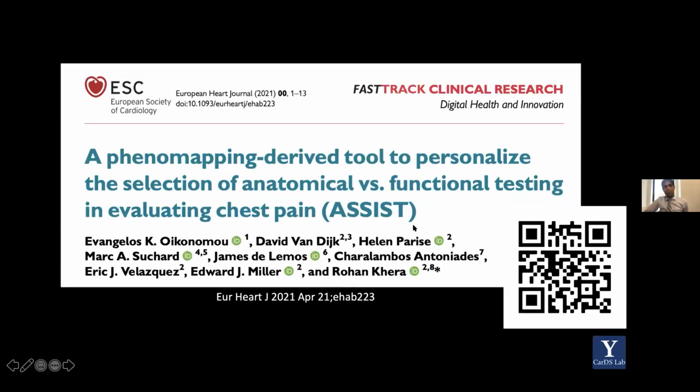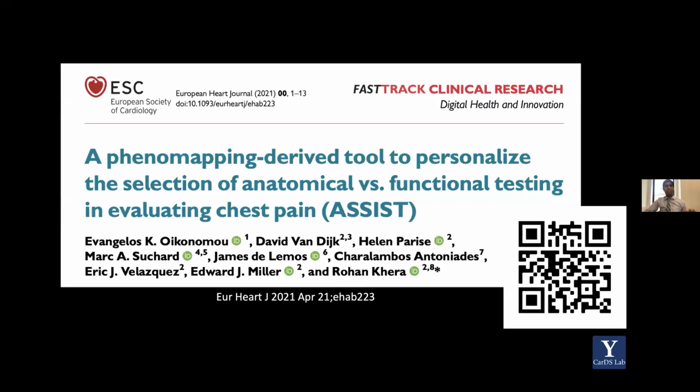And then, although I mentioned that the focus of the talk is the methodology and the approach around understanding clinical trials at an individual level, I'm going to use the lens of a single study that we published in the European Heart Journal a couple of months ago that focuses on a specific application.